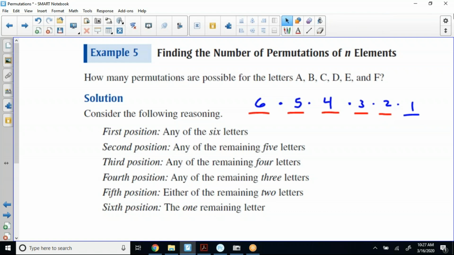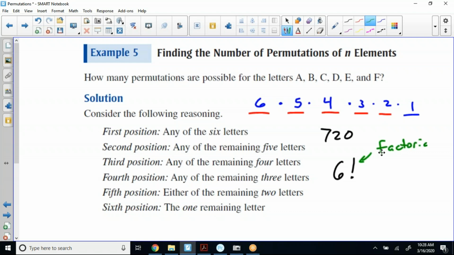If you multiply those all together, what do you get? 6 times 5 times 4 times 3 times 2 times 1 gives me a total of 720. What I want you to get from this problem is that if it's a descending order and I'm doing 6 times 5 times 4 times 3 times 2 times 1, we can simplify this multiplication as 6 factorial. This little exclamation point means factorial.